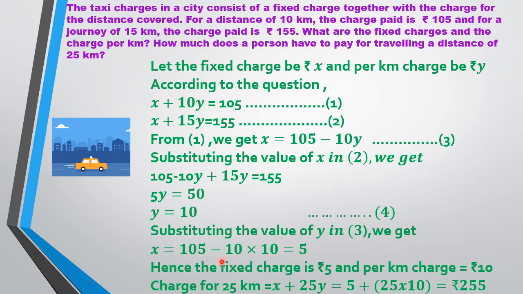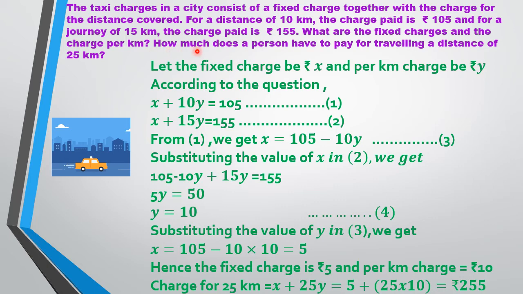Now what does this x represent? It is representing the fixed charge, and the fixed charge is rupees x. And what is the y representing? It is representing charge per kilometer. Hence the charge per kilometer is rupees 10. The question is further moving to the next part.